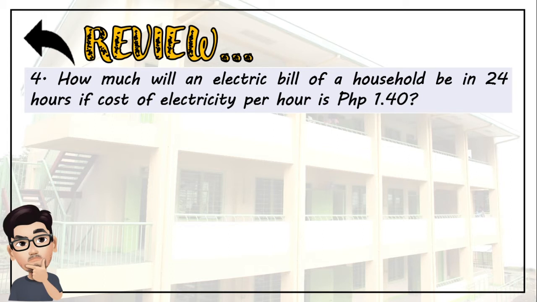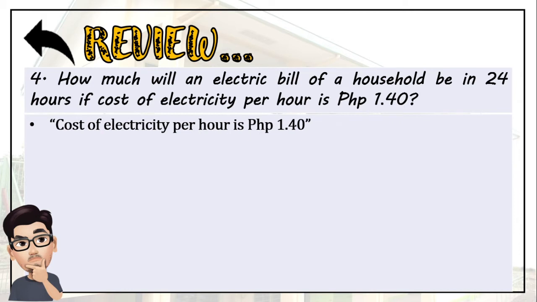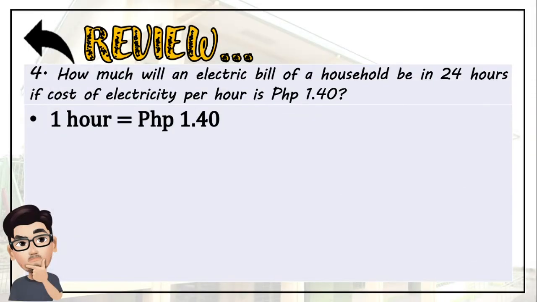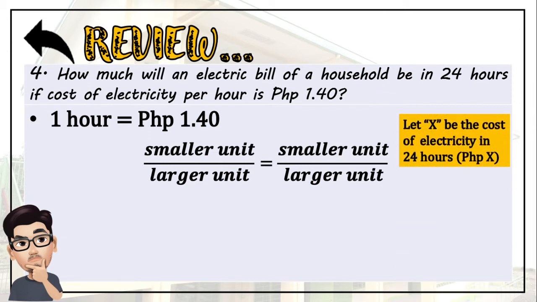How much will an electric bill of a household be in 24 hours if the cost of electricity is 1 peso and 40 centavos? Sometimes there are conversions that are already present in the given situation. In this case, the given conversion is the cost of electricity per hour, which is 1 peso and 40 centavos. So from our conversion, let's place the values in our formula. Remember, the conversion fact should be together, and on the other side are the values that we're going to convert.